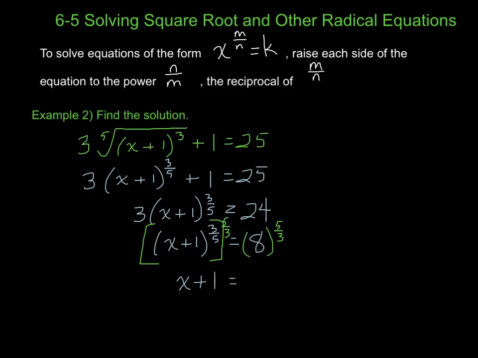And then we're going to rewrite the other side as a radical. We're going to have the cubed root of 8 to the 5th power. It's a little easier to solve that way. When we take 8 to the 5th power and then take the cubed root, we will get x plus 1 equals 32. Subtract 1 from both sides, and x is equal to 31.